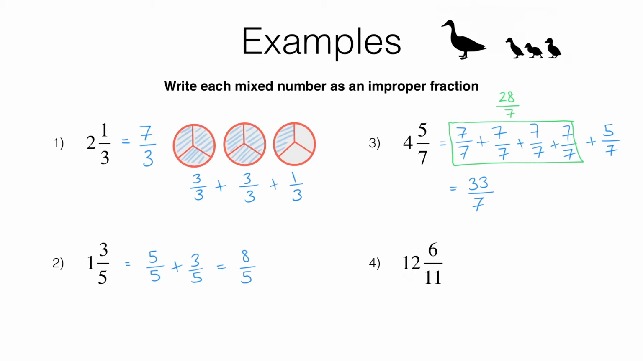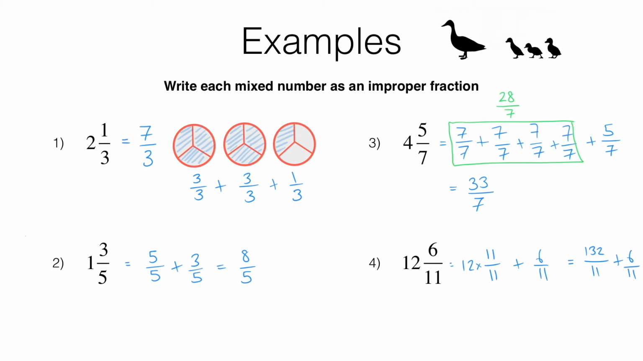In question 4 then, we've got 12 and 6/11. Now, we're dealing with 11ths, so we're going to think of a whole as 11/11. And in this question, there are 12 wholes, so we need 12 lots of that. And then we've still got the 6/11 as well, so we need to add on 6/11. Going for the answer then, we've got 12 lots of 11/11. 12 times 11 is 132, so that is 132/11 plus 6 more 11ths here.